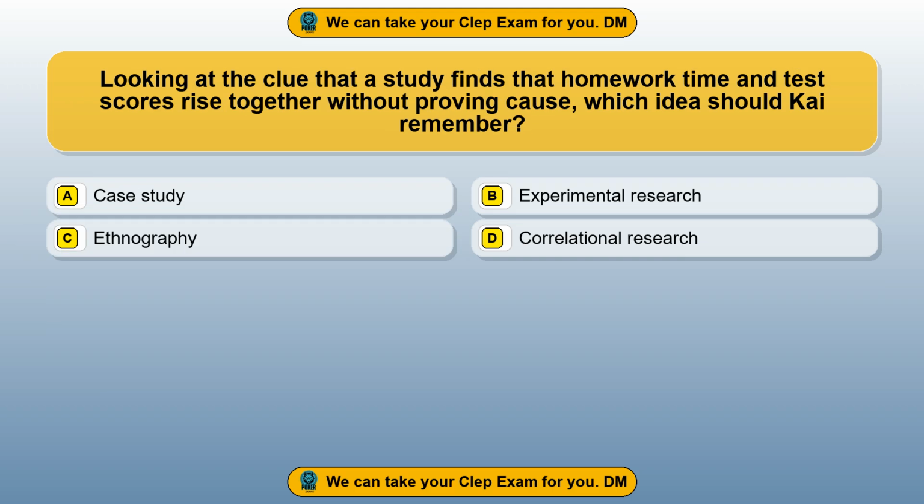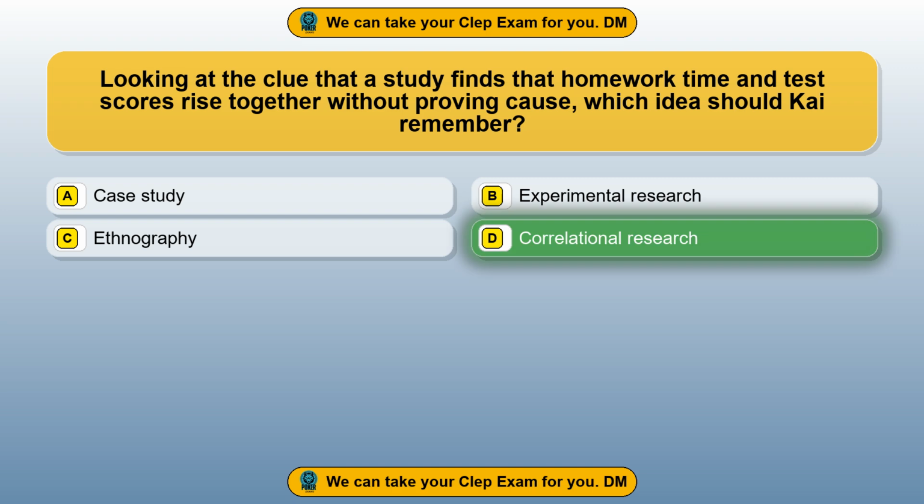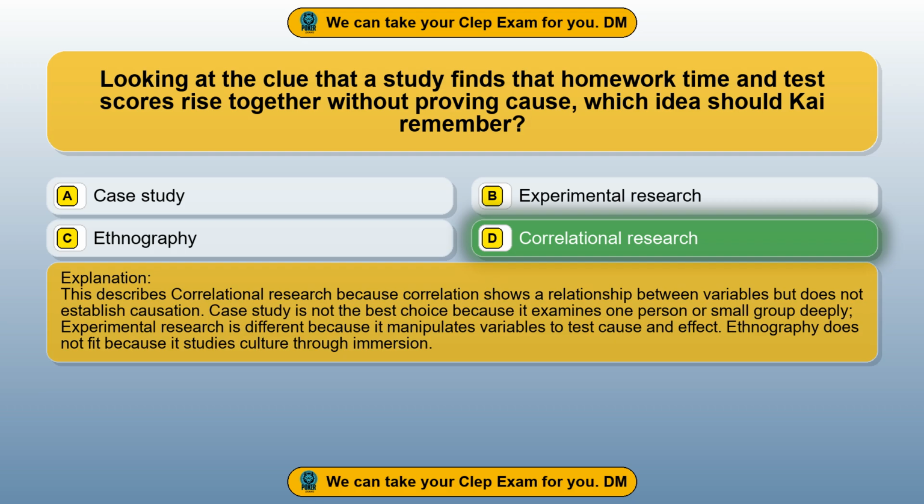Question 88. Looking at the clue that a study finds that homework time and test scores rise together without proving cause, which idea should Kai remember? Option A, case study. Option B, experimental research. Option C, ethnography. Option D, correlational research. The correct answer is option D, correlational research. This describes correlational research because correlation shows a relationship between variables but does not establish causation.